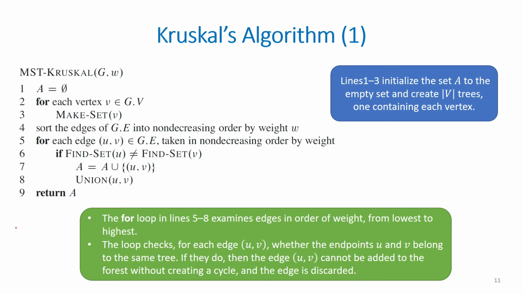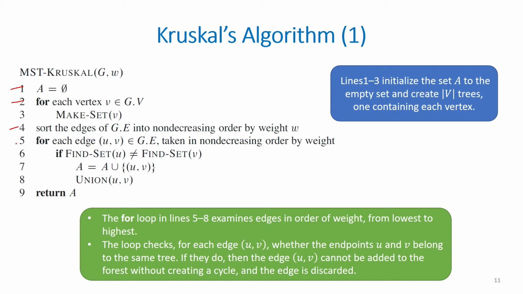Then the algorithm gradually constructs the spanning tree by finding a safe edge connecting two trees in the forest that has the least weight. Looking at this pseudocode over here, we see that we create trees rooted at each vertex in line 2 after initializing set A to be an empty set. On line 4, we sort all the edges in the graph in the ascending order of their respective weights.